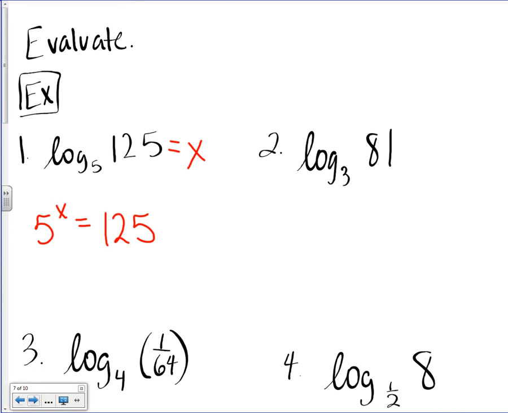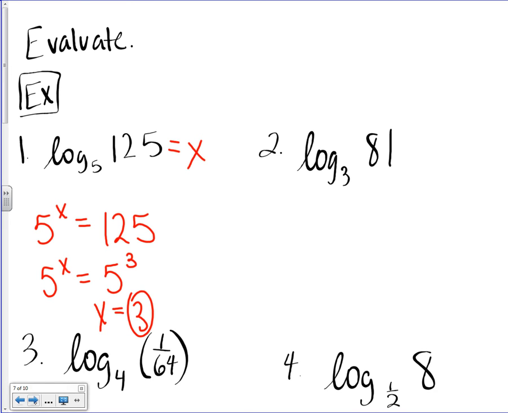Well, now, if I want these things to be equal, they got to have equal bases. Well, I can't change this base of 5 over here. So I need to write 125 as a base of 5. Well, 125 is actually 5 to the 3rd power. Well, my bases are now equal. So therefore, if I want them to be equal, my exponents have to be equal. And therefore, x would have to equal 3. All right, let's try again.